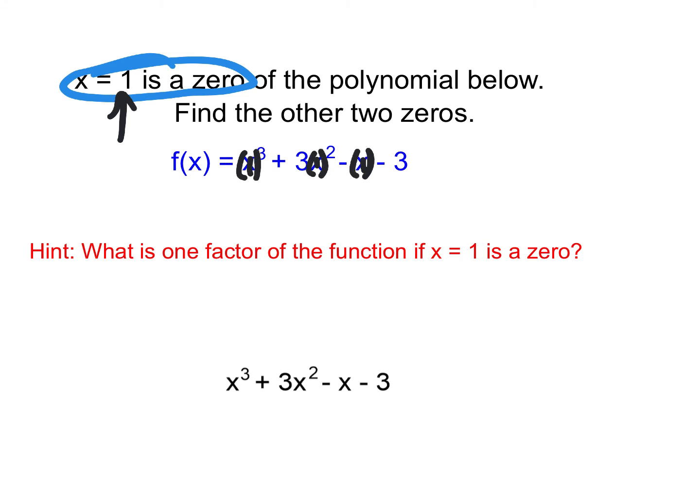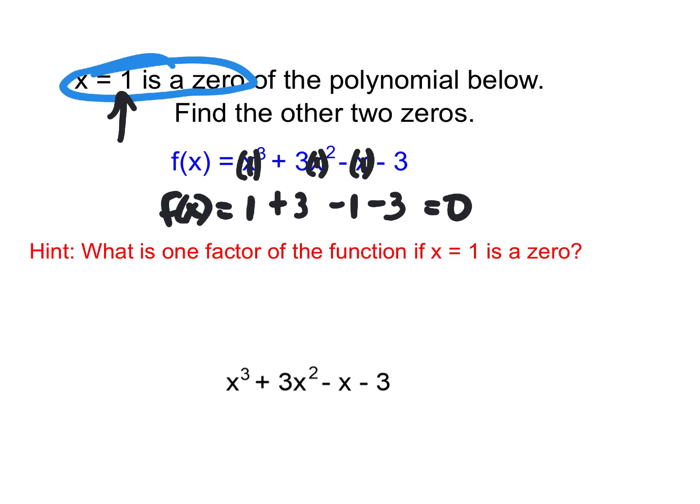So let's see if it's really true. 1 to the third is 1, plus 3 times 1 squared, which is just 3, minus 1, minus 3 is supposed to equal 0. And it does, because 1 plus 3 is 4, and then the other part's -4, and that equals 0. So f of x equals 0. It was a 0.